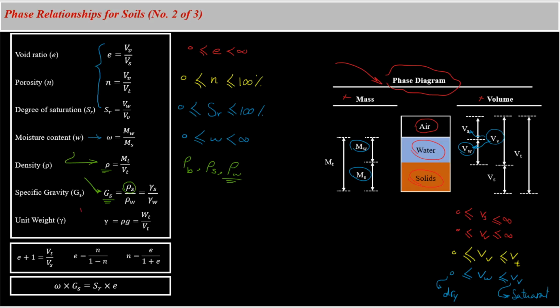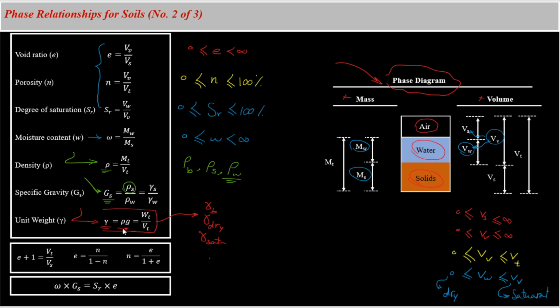And the last parameter that we have here is the soil unit weight, that is density times the gravitational acceleration, which is equal to soil weight divided by the soil volume. This is the very general equation for the soil unit weight that we all are familiar with from physics. But the purpose of this video is showing you how we can relate the soil unit weight to the other parameters in soils that we just introduced, because we have different types of soil unit weight, like the bulk unit weight, the dry unit weight, saturated unit weight, and so on.